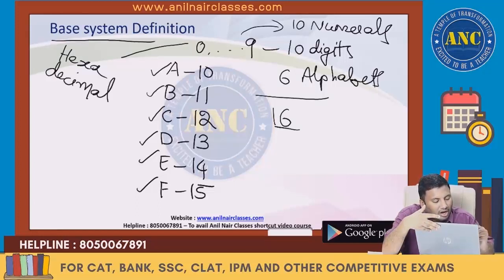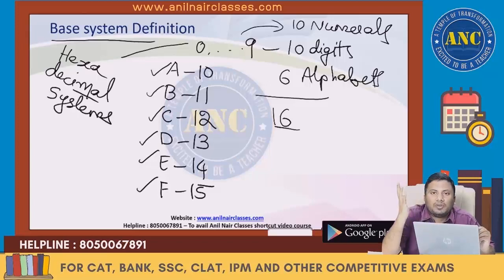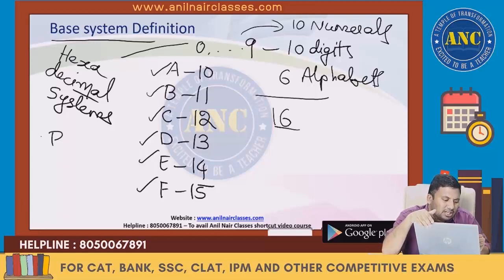Hexadecimal system. All engineering students, pay a little extra attention to it. Definitely 2 marks you will get, and these 2 marks can be solved in less than 1 minute if you understand this idea. Hexa is 6, decimal is 10. A system which uses a combination of 10 numerals and 6 alphabets is called a hexadecimal system. So in general, in our education system, we use these systems.